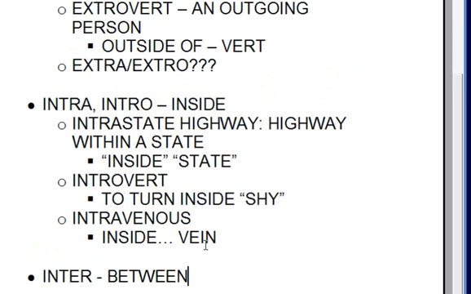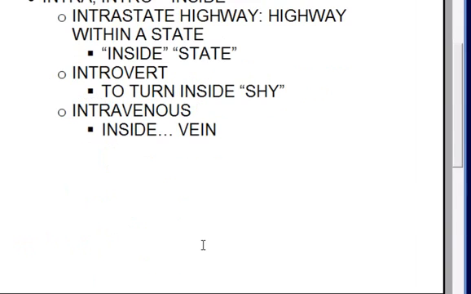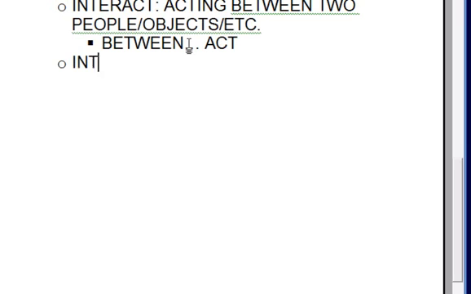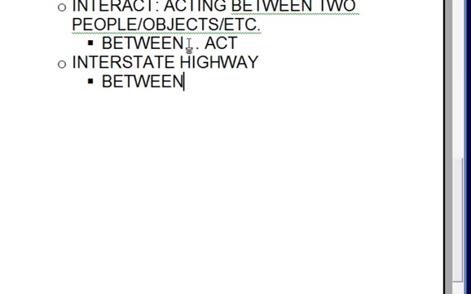Now the last word here is inter, which means between. Can you think of any words that begin with inter? There's interact. That would be between and act. Or acting between two people, or objects or whatever. And then there is interstate highway. Before we used intrastate, so this is interstate, between states, I mean, highway between states.